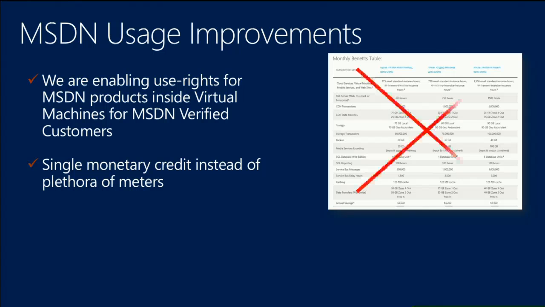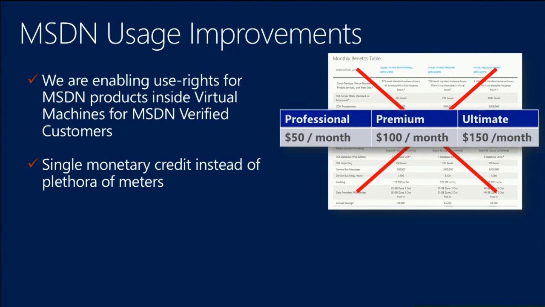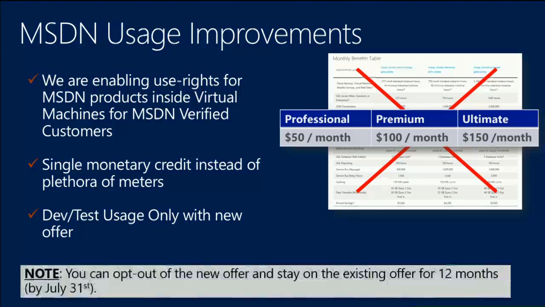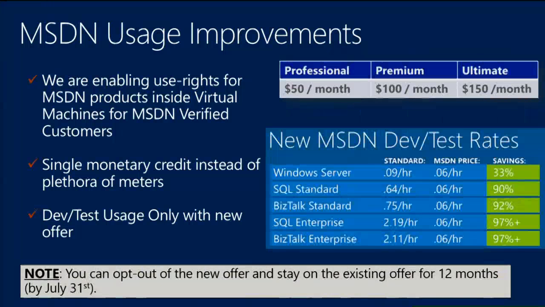We've decided to simplify it significantly and offer you just 3 plans. There's a professional, a premium, and an ultimate, and you get X dollars worth of money credited to your account that you can use against any Windows Azure service. That's the first thing that we did to simplify your MSDN account usage. The second thing that we did was that we actually reduced prices for compute significantly.